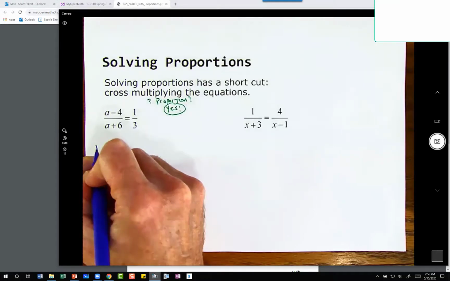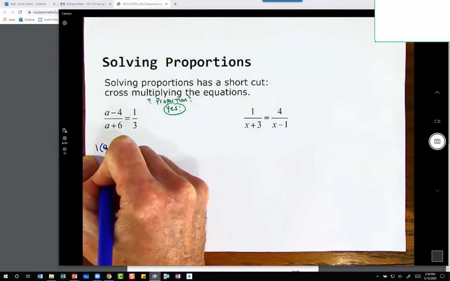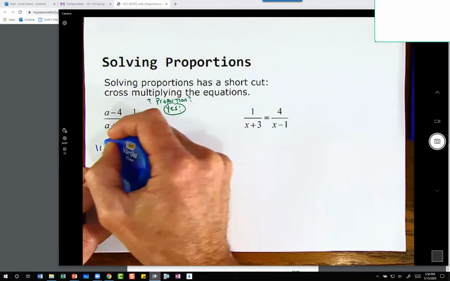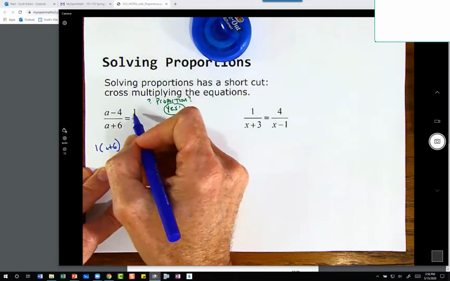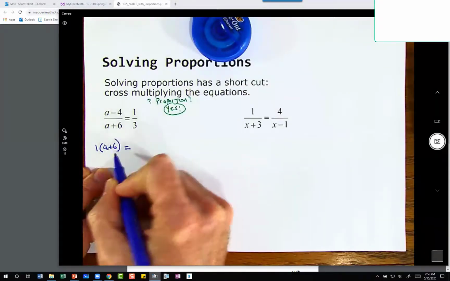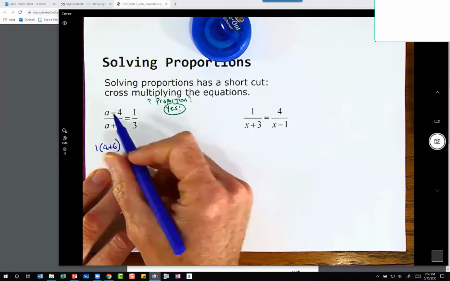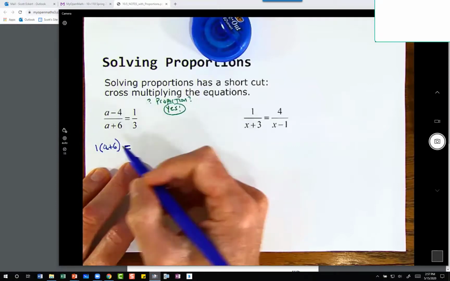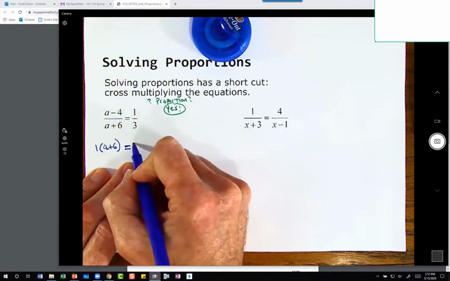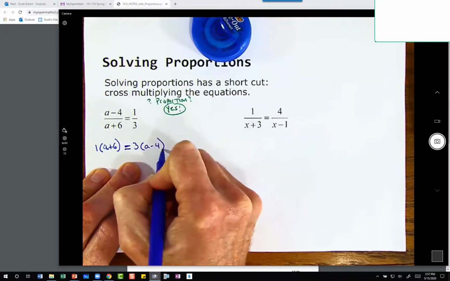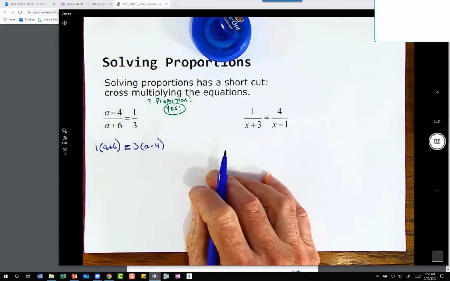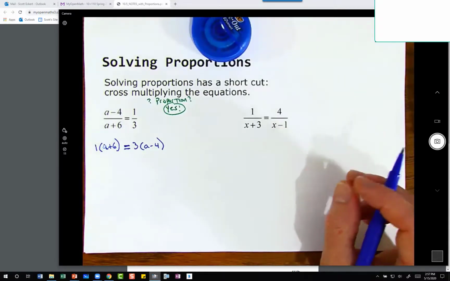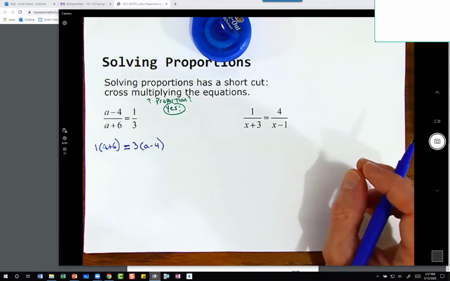Now, you wouldn't have to write this down. You could do this in your head. But I want you to see my thinking. So I'm multiplying 1 times the group a plus 6. On the other side, I'm going to multiply. So equals is in the middle, and I multiply across the other side to make the other side of equals: 3 times a minus 4. Do you guys see the cross multiplying? Where's the fractions? They're gone. Now it's easy to solve.